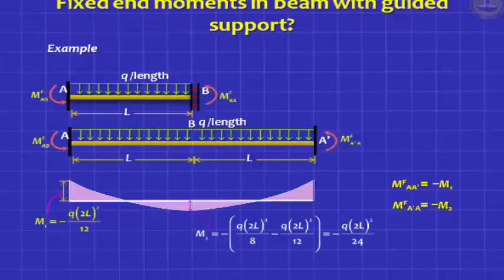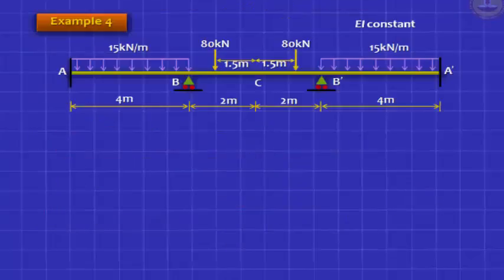MFAB is q into 2L the whole squared by 12 with a minus sign, and MFBA is what you get at the midspan of the fixed beam, which is nothing but the bending moment in the simply supported beam, which is q into 2L the whole squared by 8 minus the fixed end moment, right? This is the only extra effort you need, which is q into 2L the whole squared by 24. So if you know how to get these two fixed end moments, you can solve any problem.